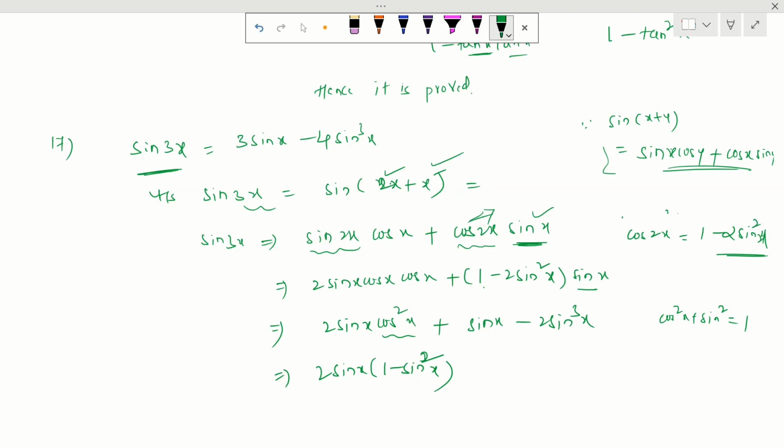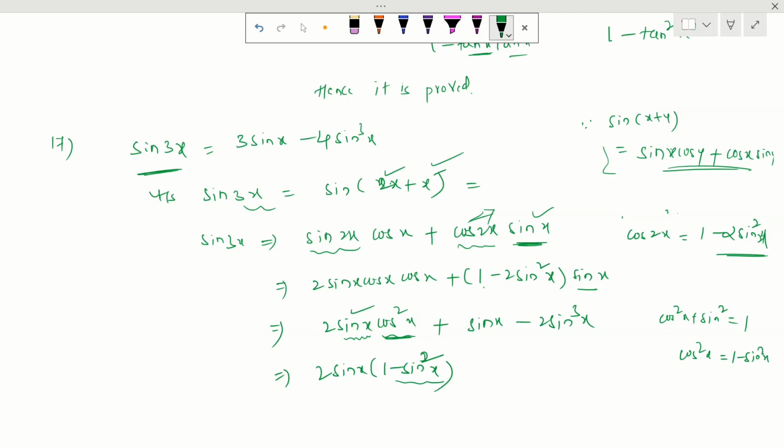Since the sine term is there, we have to write it in terms of sine. So cos square x will be written as 1 minus sin square x. Why are we writing cos square x as 1 minus sin square x?